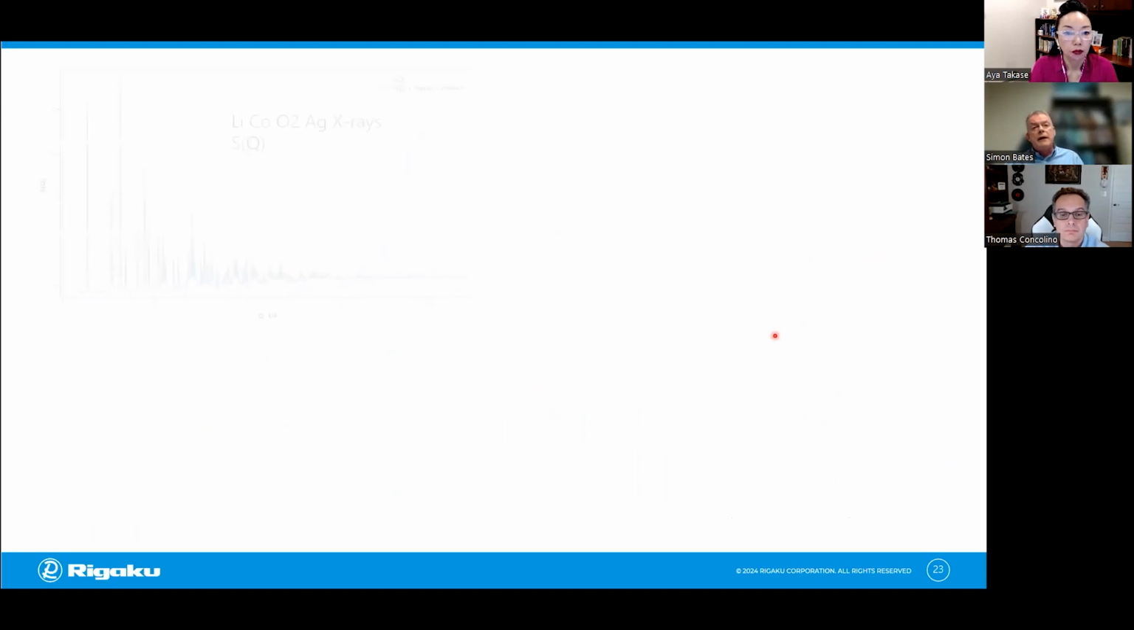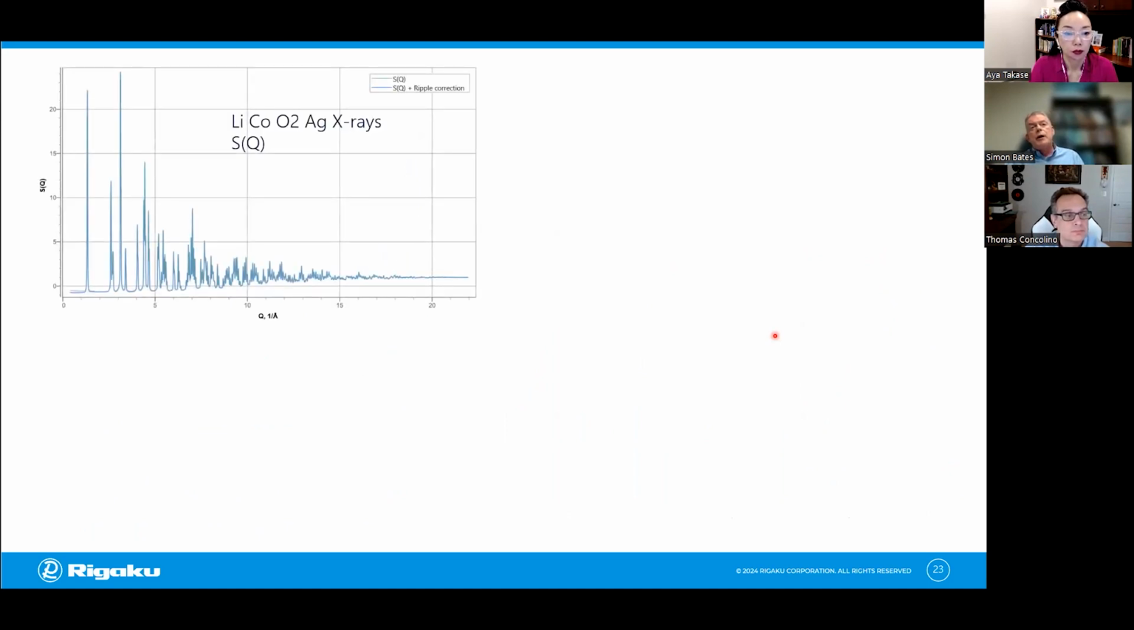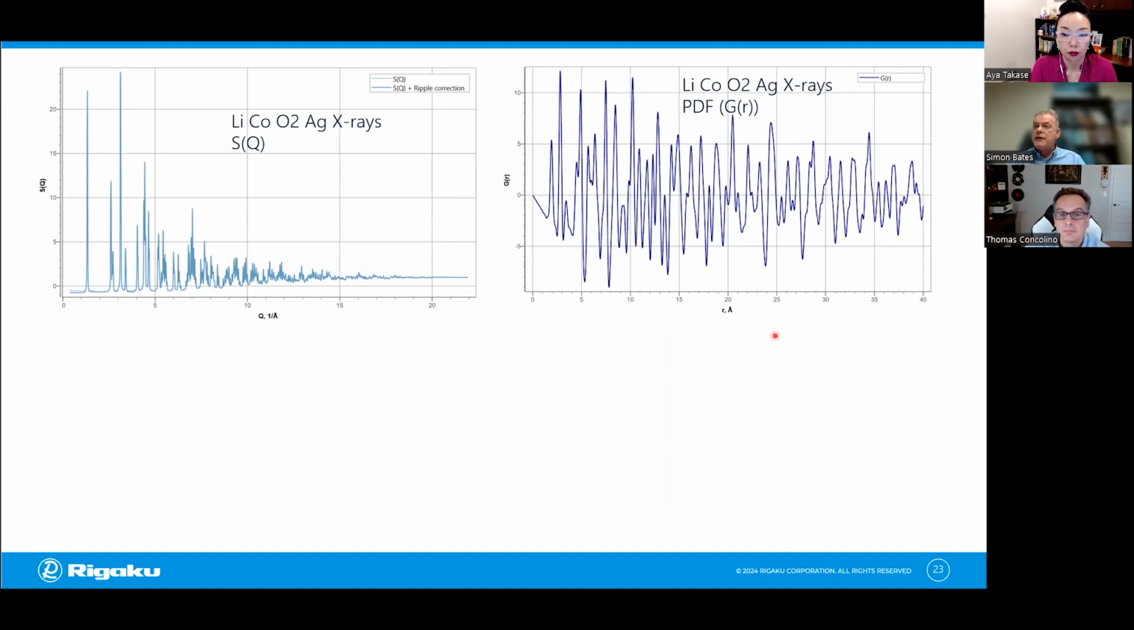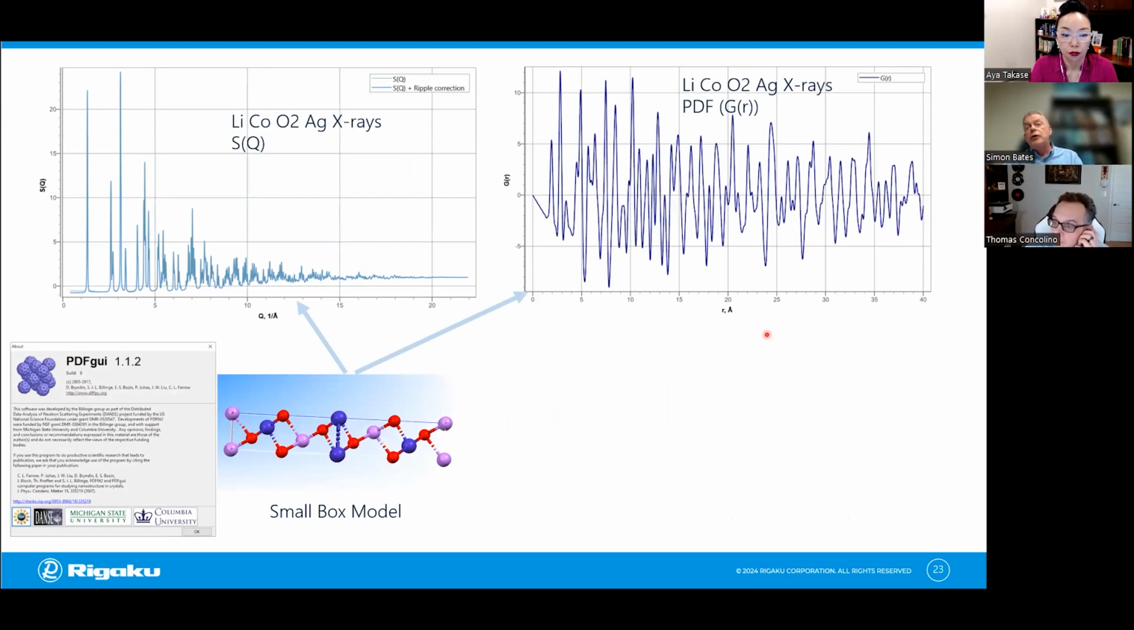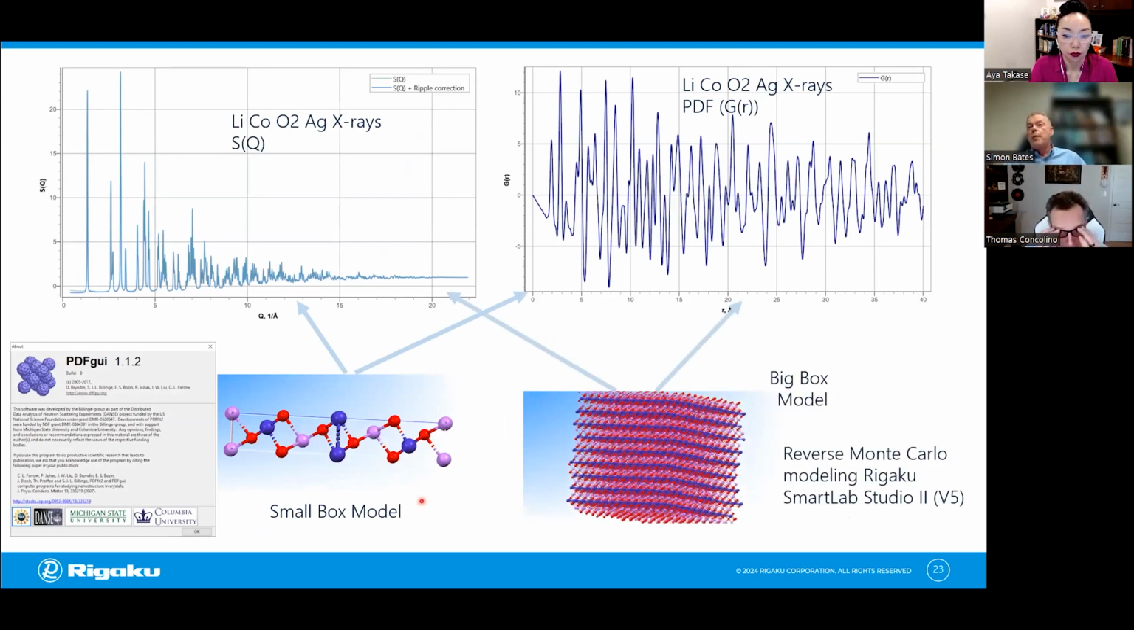If we want to go beyond that, and most people want to go beyond that, then you have to have an atomistic model. There's no getting away from that. If you want to do more complex analysis of PDF, then you must have atomistic models. And we typically have two sorts of atomistic models: small box models and big box models. Before I go into what these are, let's look at what type of data we can analyze with these models.